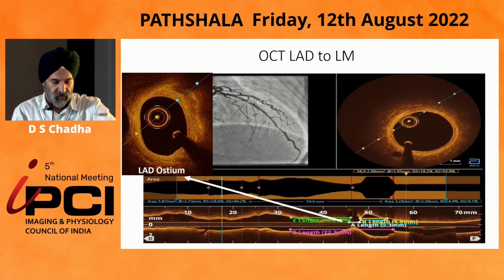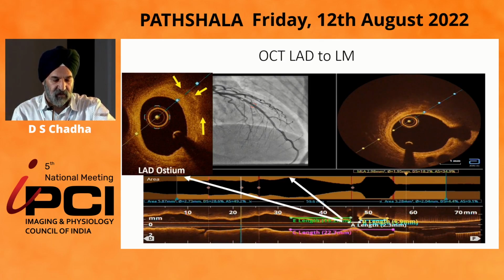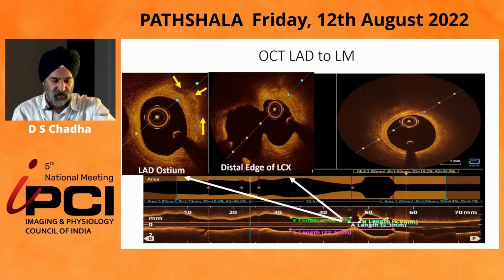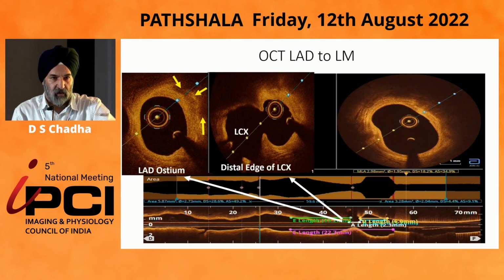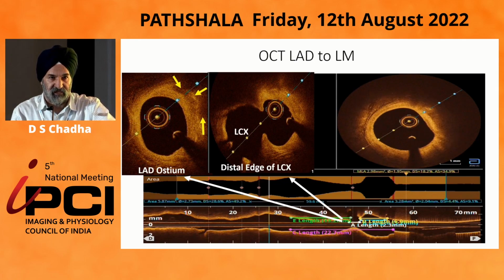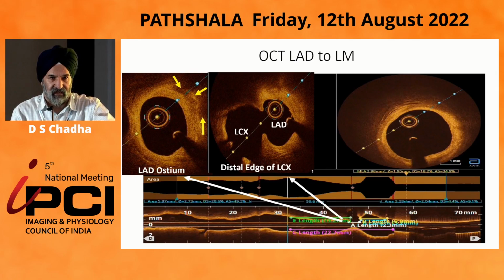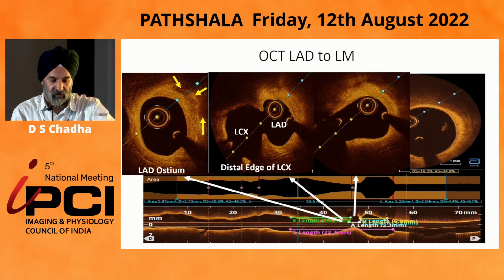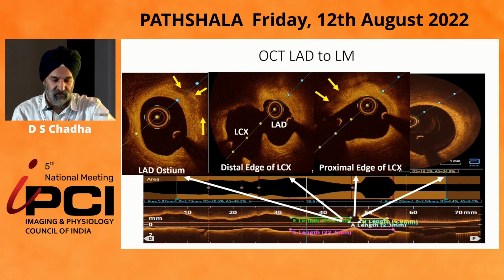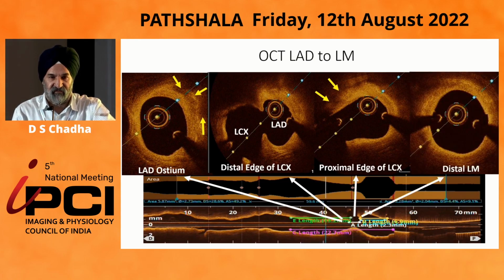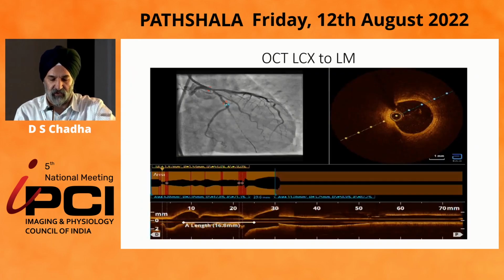The ostial part of the LAD had a lipid-laden plaque. This was the distal edge of the origin of the circumflex branch, and as you can see, the distal edge has a little bit of plaque burden. This was the proximal edge, which had even more plaque burden. And this was the left main, the distal left main, which was also diseased.